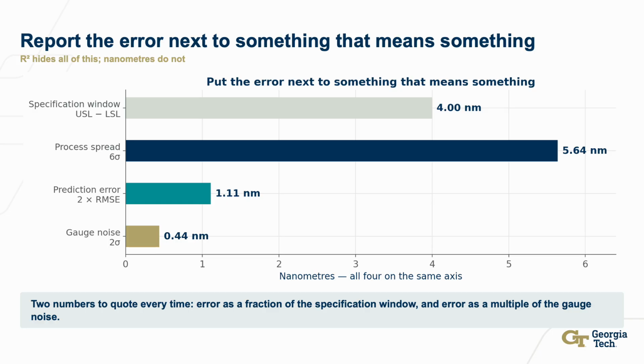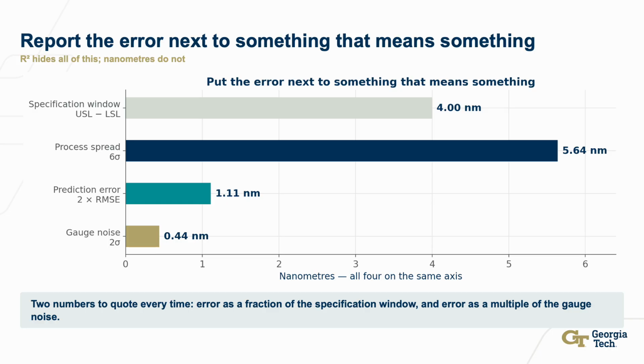Nanometers do not have that problem. Here are 4 quantities on one axis. The specification window, USL minus LSL, 4 nanometers. That is what the designer allows. The process spread, 6 sigma, 5.64 nanometers, wider than the window, incidentally, which tells you this process has a capability problem quite apart from everything else we are doing.